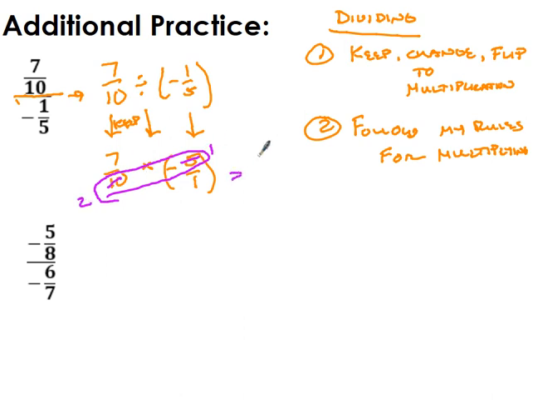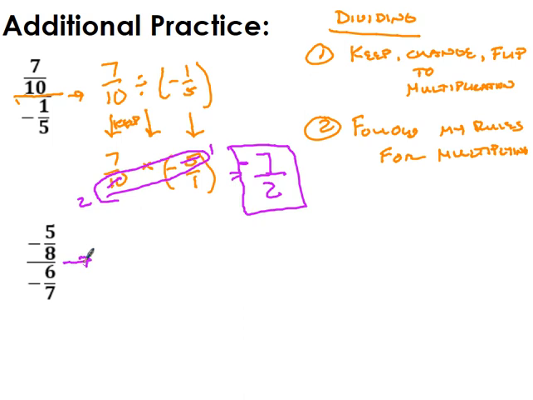7 times 1 is 7. 2 times 1 is 2. Positive times a negative is negative. So I have negative 7 over 2. And yes, you can leave your answer as improper. We do not have to change it to a mixed number. So this is good. That's my final answer. I'm all done. So go ahead, pause the video, try this one on your own, see how you do. Don't forget to do keep, change, flip, and then see if you did it correctly.